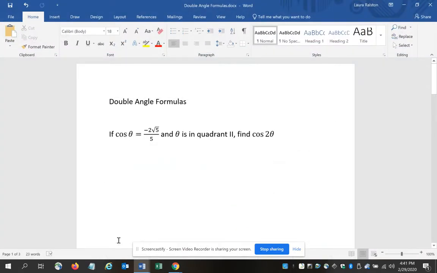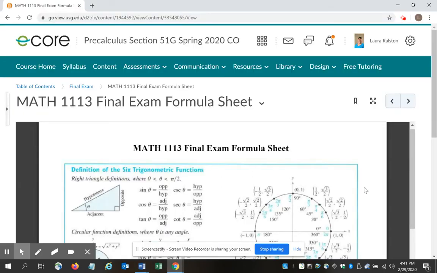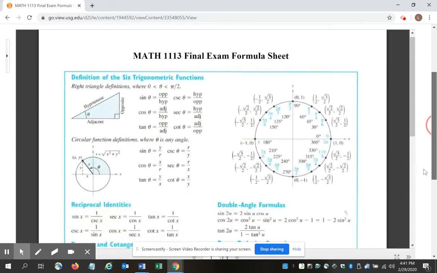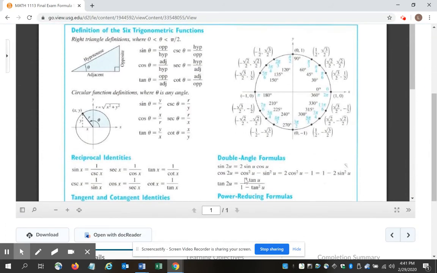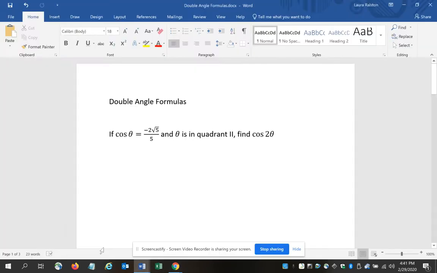In this video, we're going to take a look at the double angle formulas, which are included on the formula sheet for the final exam. And one thing I want to point out to you is that there are three different formulas for the cosine of the double angle. And you can choose which one you want to use based upon the problem. And I'm going to try to show you that in this first example.